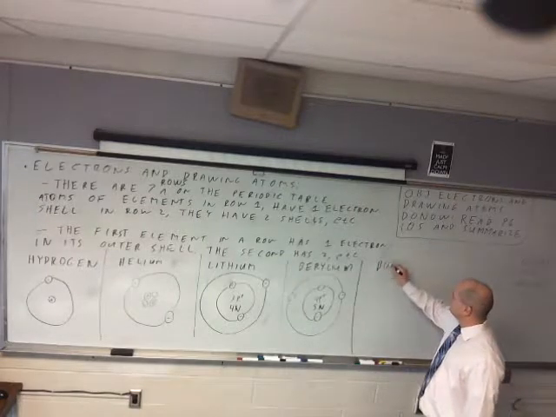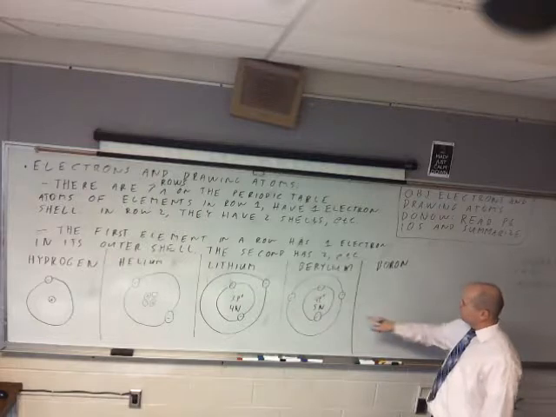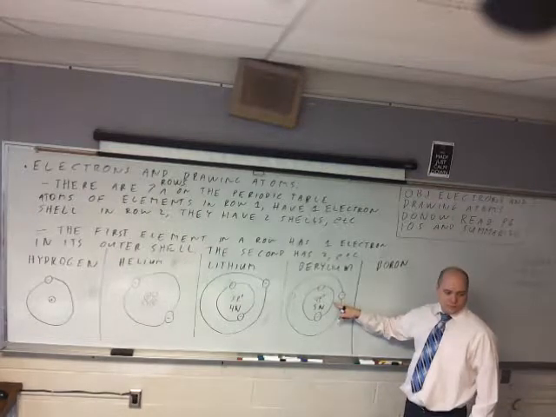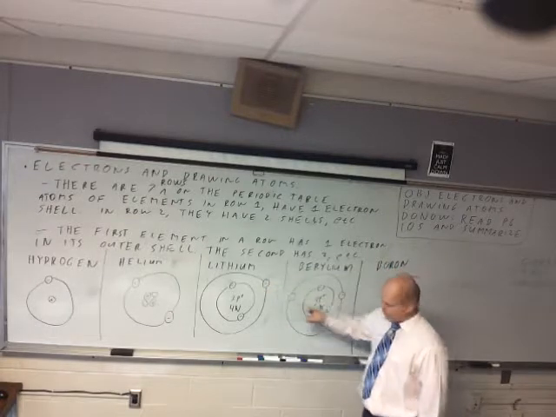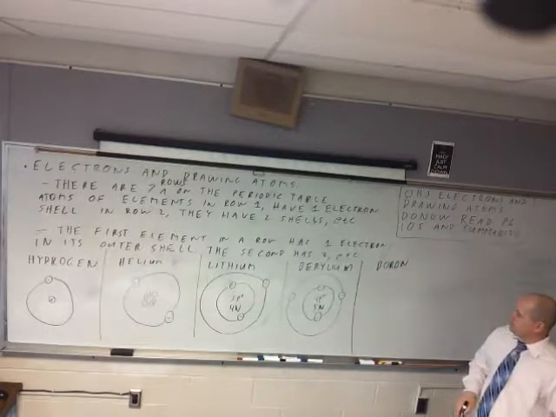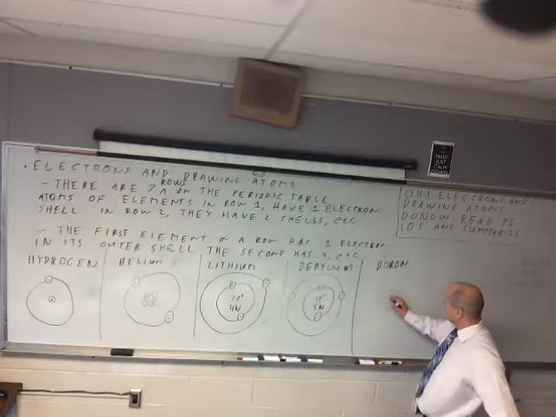Let's do boron. Wait, why does lithium only get 1? Because it's the first element in that row. Oh, okay. The third element in the second row is boron.